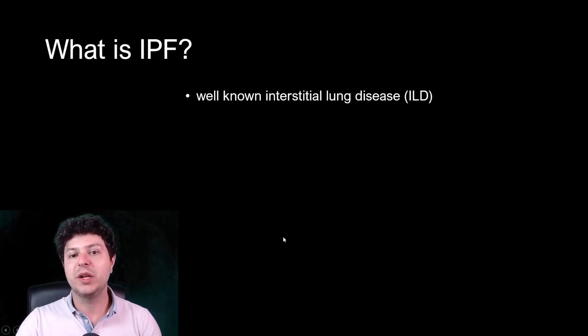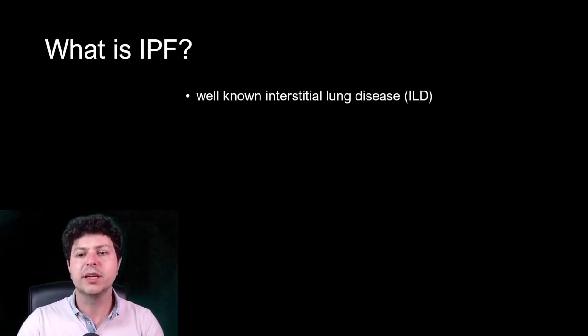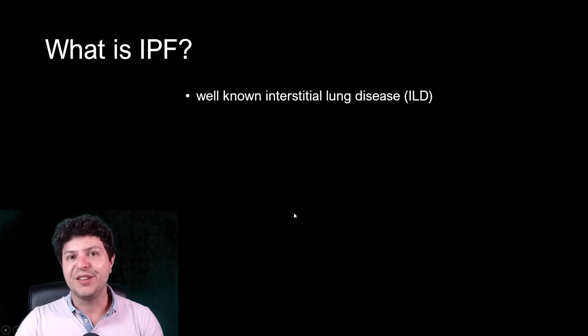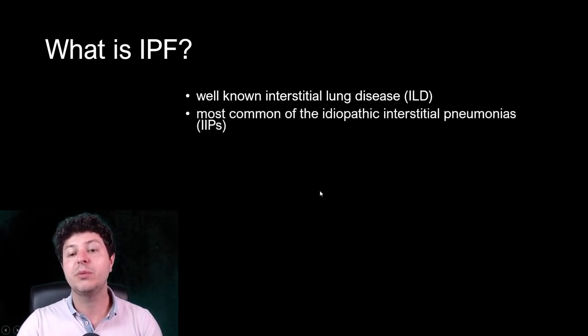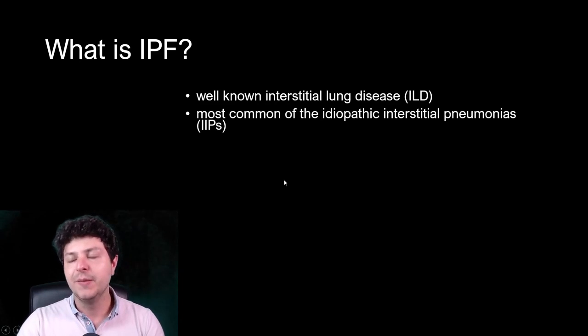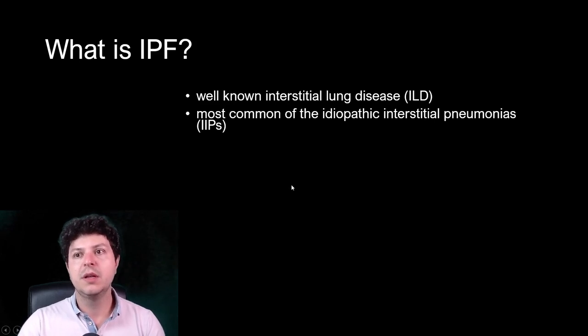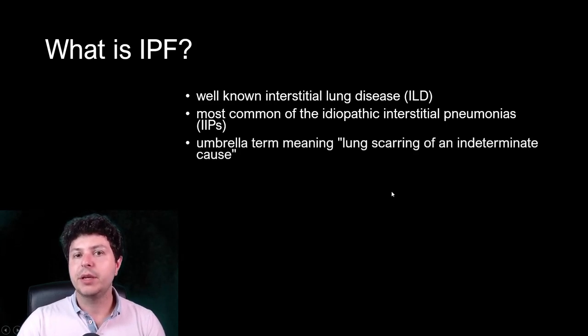So that being said, what is IPF? This is something that we need to start talking about slowly. It's probably the most well-known interstitial lung disease. Well, there are many interstitial lung diseases, but if you mention lung fibrosis, people might think about IPF, although there are many other conditions. It's the most common of the idiopathic interstitial pneumonias, or IIPs. These IIPs are part of a classification of interstitial lung diseases. So they're a group of conditions with very funny acronyms. I won't go over them here, but IPF is one of the acronyms, and it's the most common of that one group. But basically IPF, idiopathic pulmonary fibrosis, just means lung scarring of an indeterminate cause.